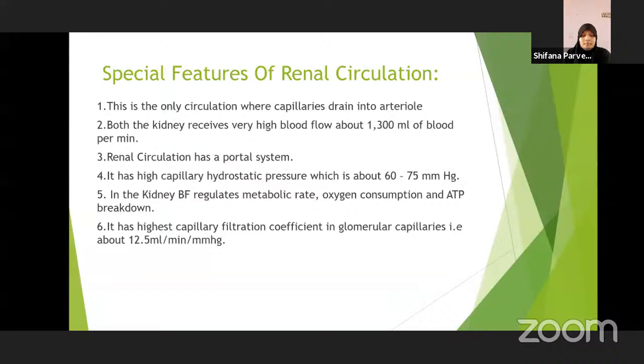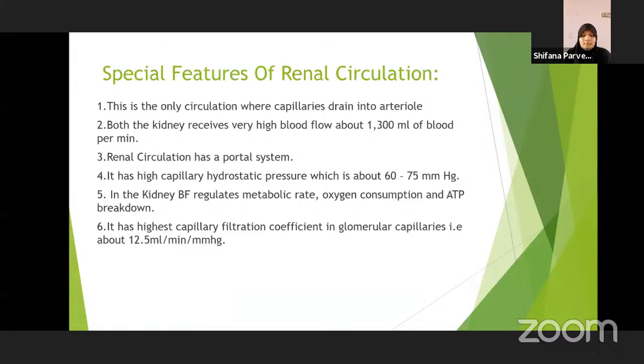What is the reason for this high capillary hydrostatic pressure? Because the afferent arteriole is wider than the efferent arteriole. All of the blood that comes into the glomerulus will not leave the glomerulus through the efferent arteriole. There is some extra accumulation of blood in the glomerulus, which causes high capillary hydrostatic pressure.